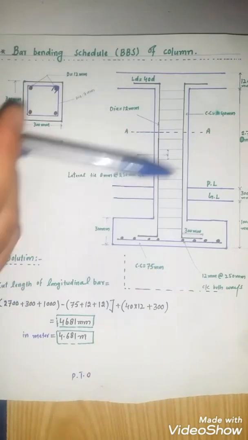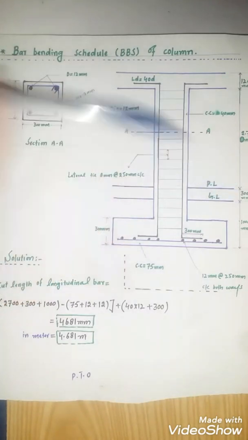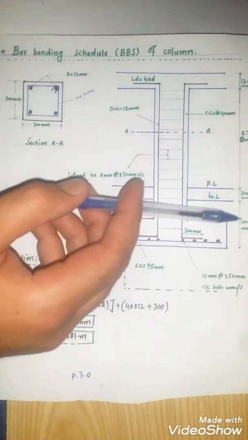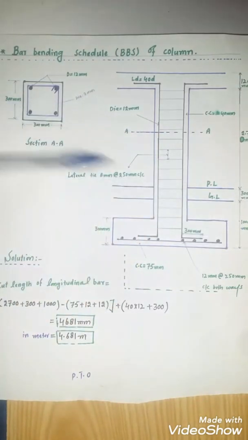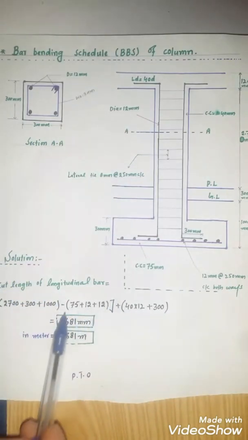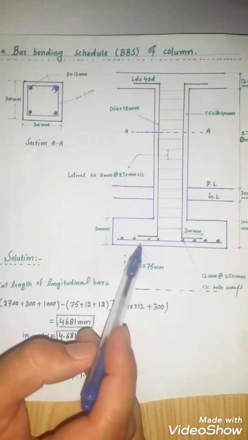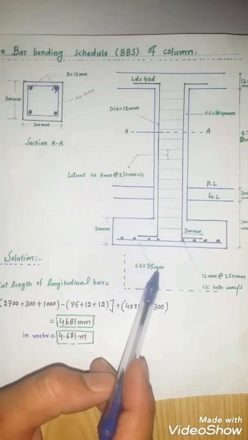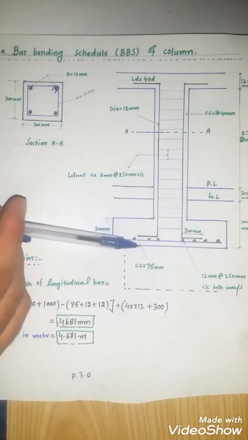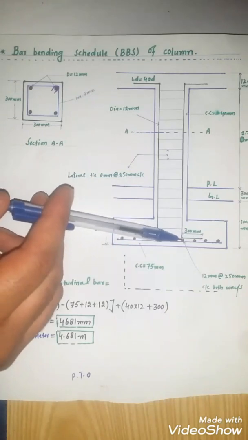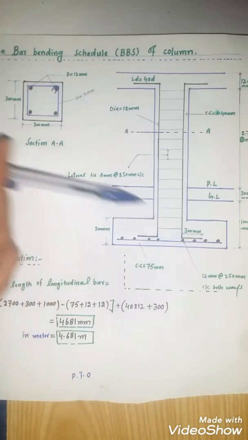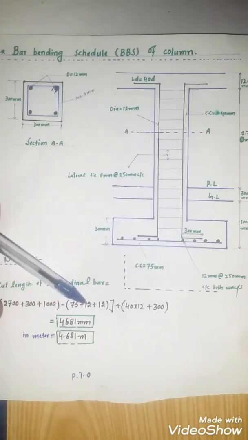Plus 300. This is the depth of this plinth beam. Plus 1000. This is the height from ground level to foundation or footing, 1000 millimeter, minus 75. This is the concrete cover of this footing, which is equal to 75 millimeter, minus 2 times this bar diameter. One bar is this one and one bar is this one. The diameter is 12 millimeter.